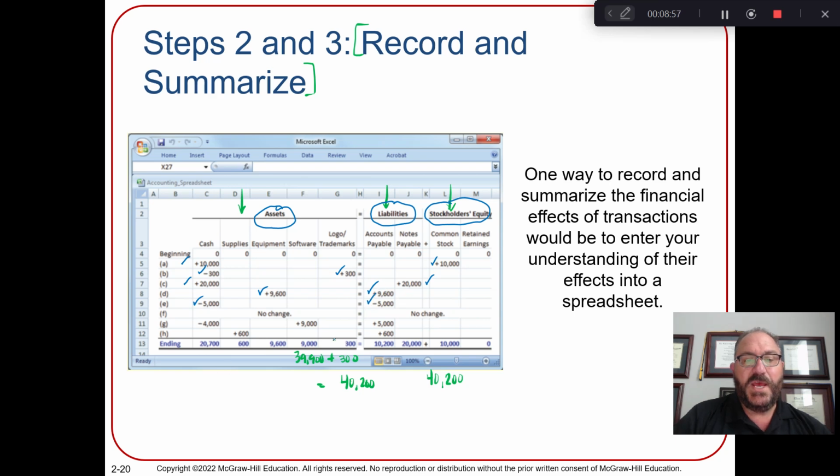And by the way, when you add all of these numbers up here, and you add all of these numbers up here, this is $40,200, and this comes out to be $40,200. And that's why, because they balance. They always have to equal. Okay? They always have to equal.